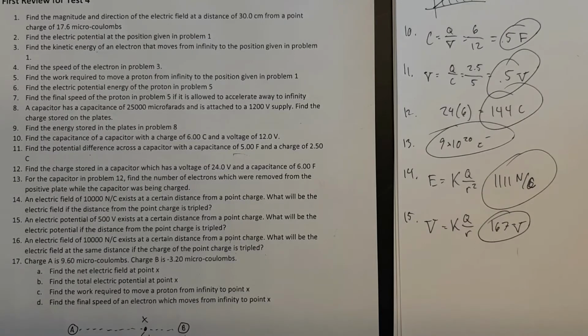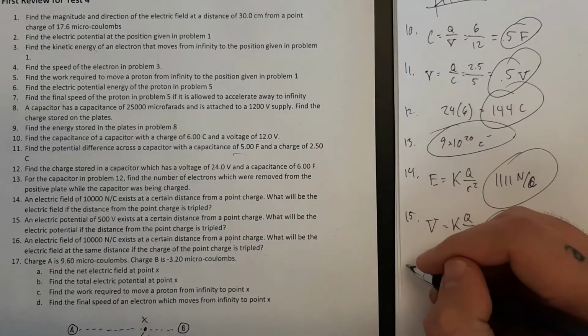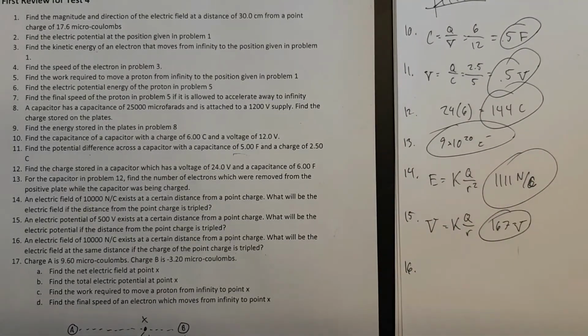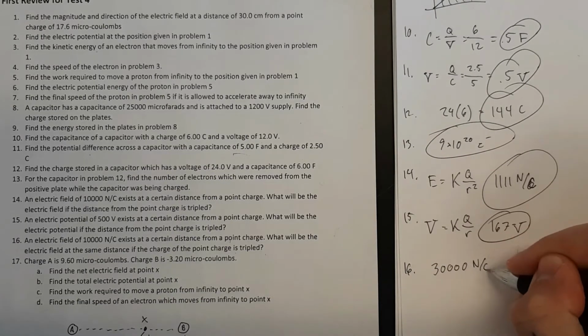16. An electrical field of 10,000 newtons per coulomb exists at a certain distance from a point charge. What will be the electrical field at the same distance if the charge of the point charge is tripled? Looking at this one, Q is on the top of the formula. It's in our numerator, so as Q gets larger, our electrical field will get larger. Also, because there isn't a squared or any other exponent on there, it's just a direct relationship. So tripling our charge will triple our electric field. That one will just end up being 30,000 newtons per coulomb.